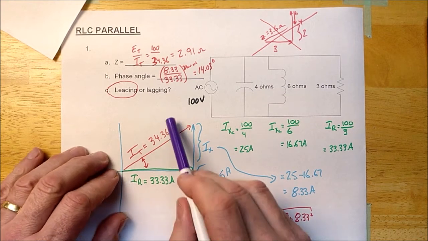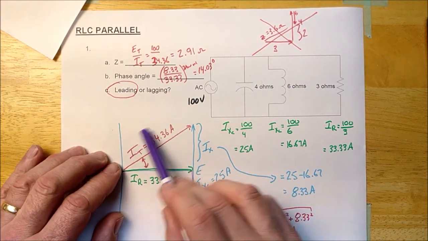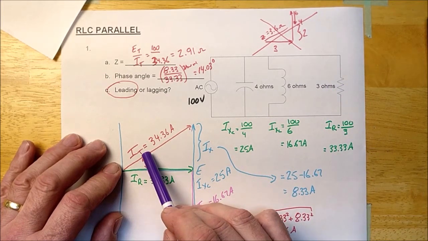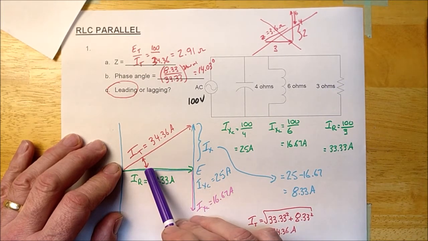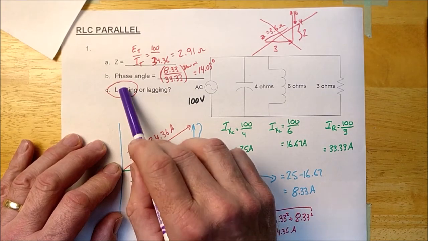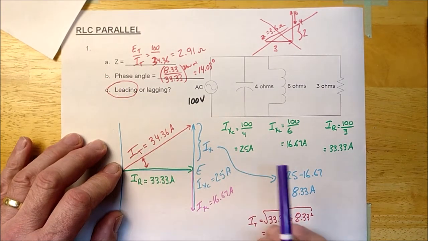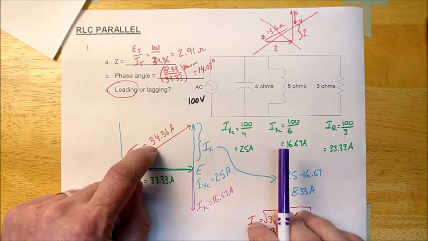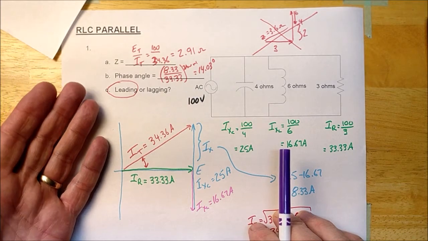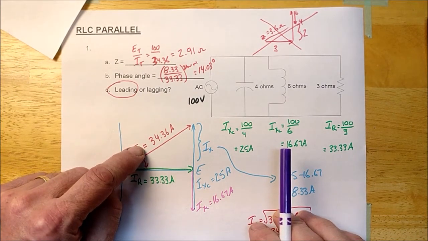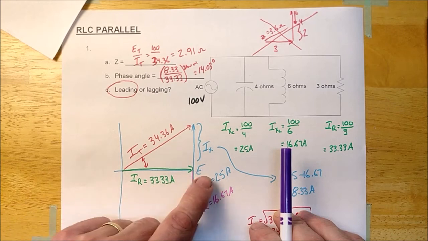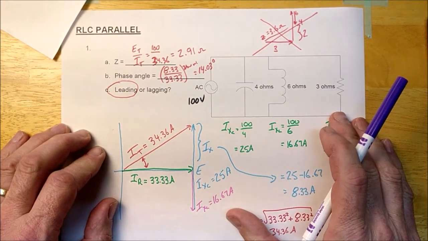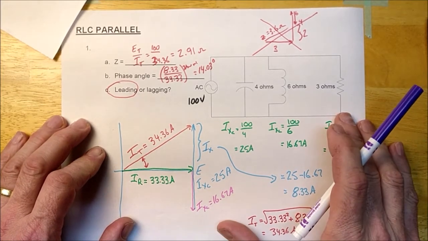On this one, we are going to identify the current phasor. It will be the hypotenuse on any parallel circuit. I'm going to decide if it is clockwise or counterclockwise from the voltage. It is counterclockwise, which means it is leading. All right, guys? So you decide whether it is leading or lagging the same way you do a series circuit. Identify the current phasor. Decide if it is clockwise or counterclockwise from the voltage phasor. And it is counterclockwise. All right, guys? So that is how a parallel circuit gets done.